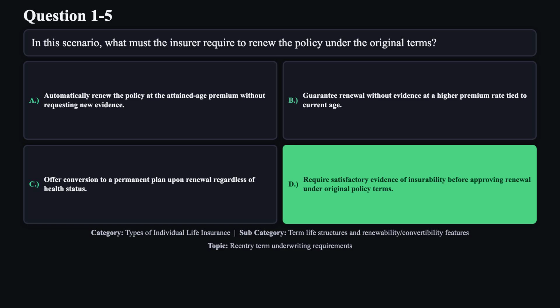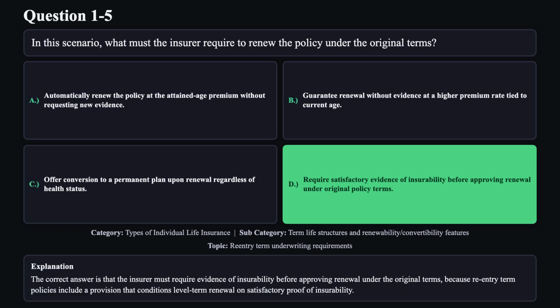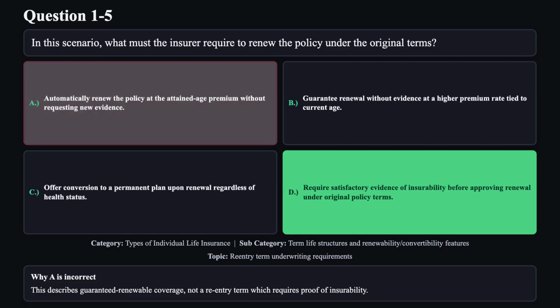The correct answer is D. The correct answer is that the insurer must require evidence of insurability before approving renewal under the original terms, because re-entry term policies include a provision that conditions level term renewal on satisfactory proof of insurability. Reason A is not correct. This describes guaranteed renewable coverage, not a re-entry term which requires proof of insurability.